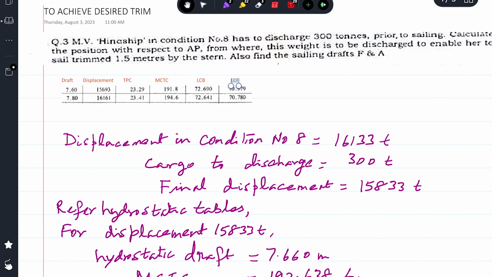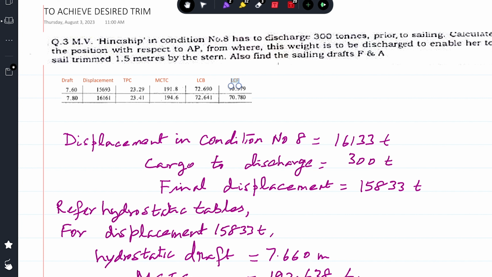Also find sailing drafts forward and aft. So here the initial condition of the Hinship has been given, which is condition number 8. So we have to refer to condition number 8, and from there we have to discharge 300 tons of cargo. We need to find the LCG of the cargo, how many meters forward of aft perpendicular, from where this 300 tons should be discharged in order to have 1.5 meter trim by the stern on the final sailing condition.